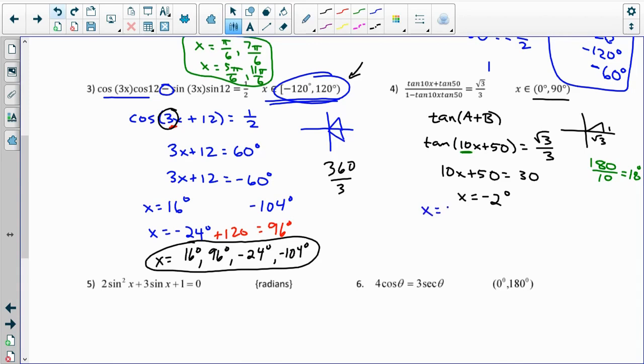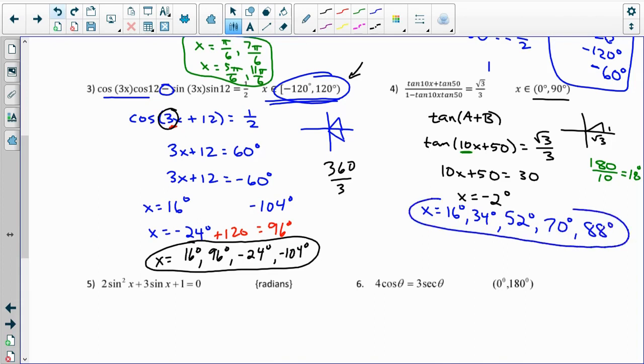So things that will be in my domain: 16, 34, 52, 70, and 88 degrees. All of these are for sure correct answers between 0 and 90.